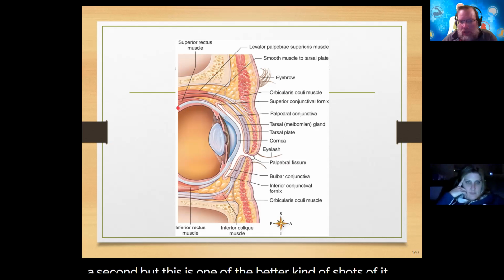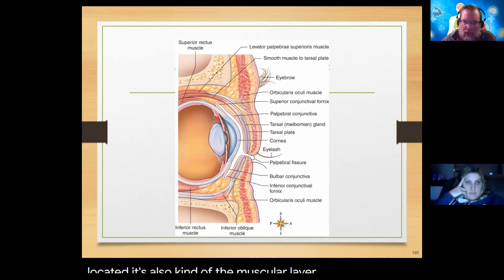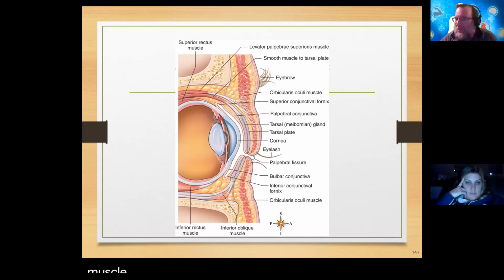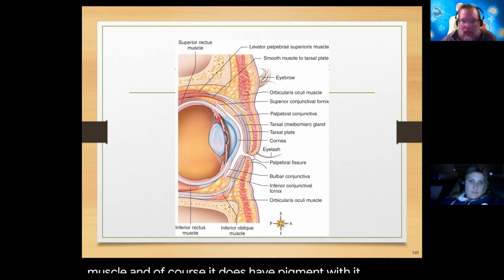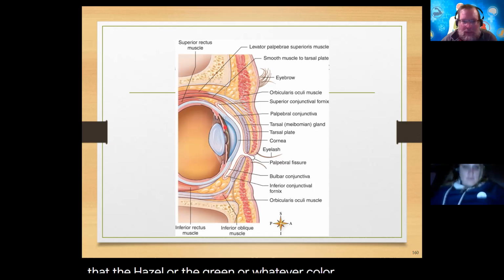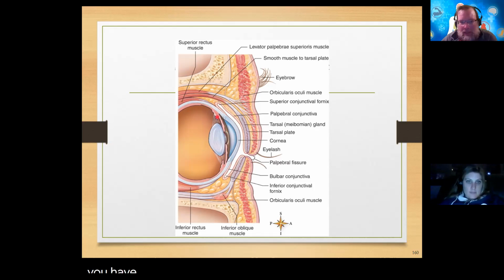But this choroid layer, that's where a lot of blood vessels are located. It's also kind of the muscular layer. The iris really is kind of like a glorified or specialized type of muscle. And of course, it does have pigment with it too, right? That gives you the blue or the brown or the hazel or the green or whatever color of irises that you have. But that's based again on genetics and your code.